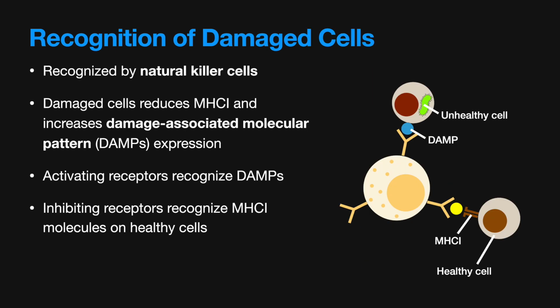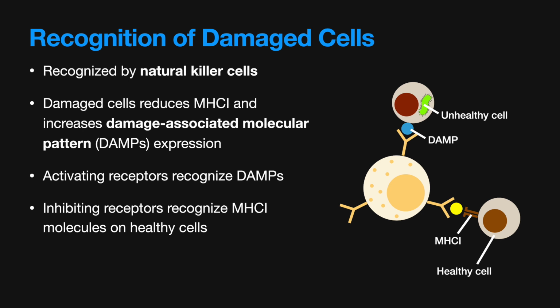Innate lymphoid cells recognize damaged or stressed cells by identifying damage-associated molecular patterns, or DAMPs. When a cell is damaged, it increases expression of DAMPs and downregulates normal receptors, such as MHC1. On the NK cell, receptors that activate that cell bind to DAMPs and trigger a response. This allows them to target a damaged cell.